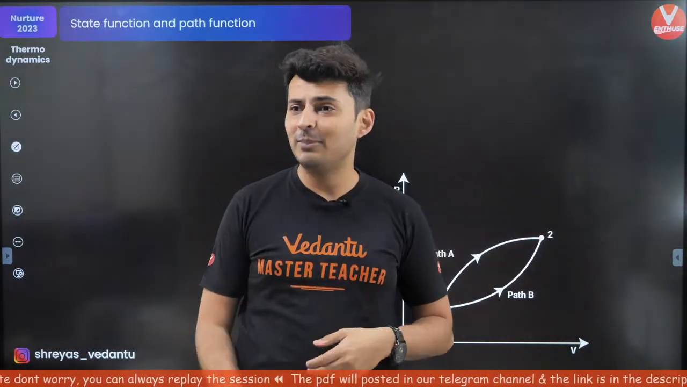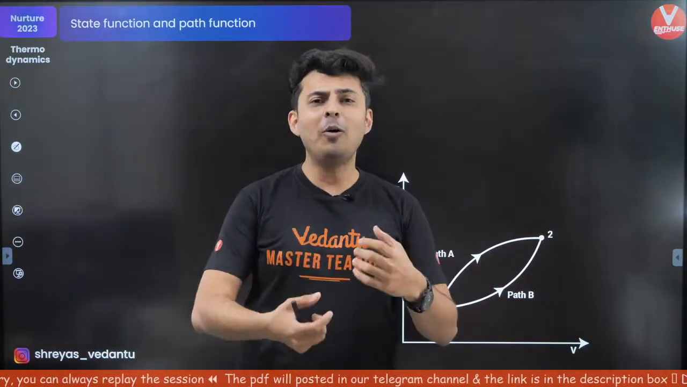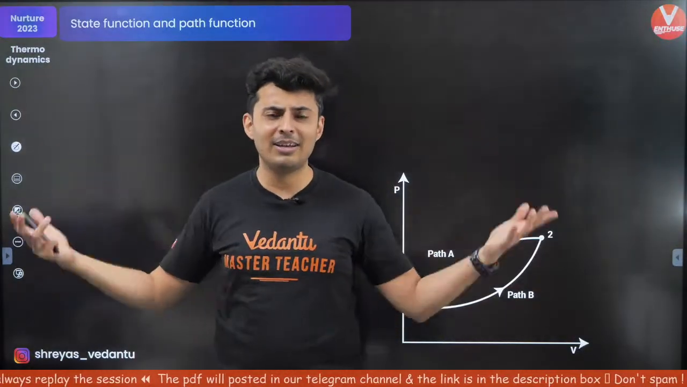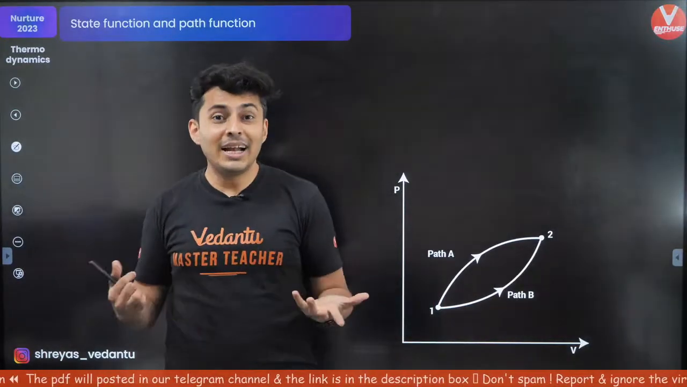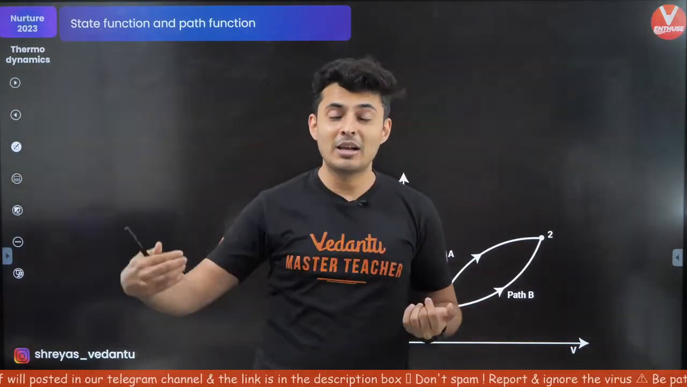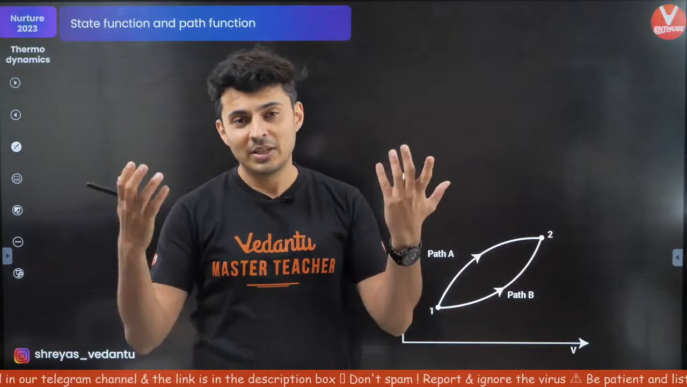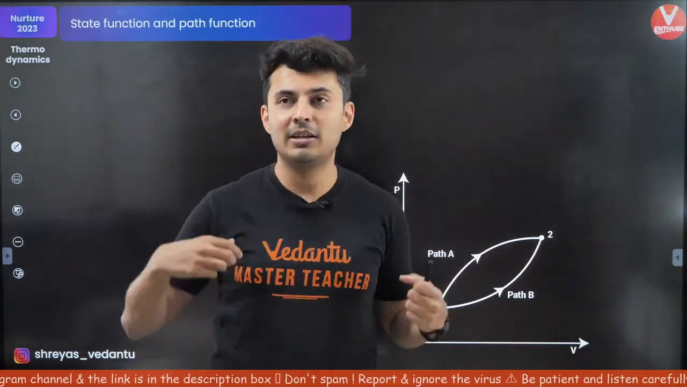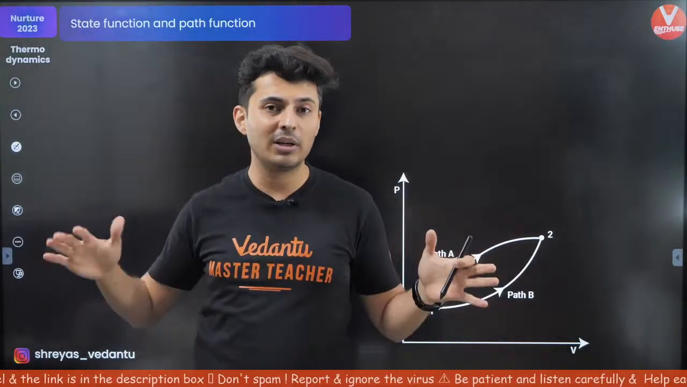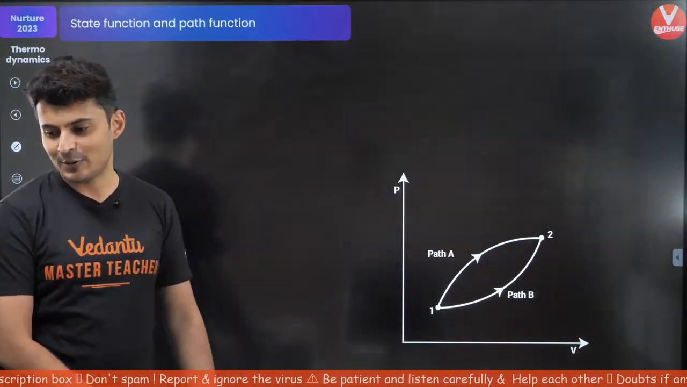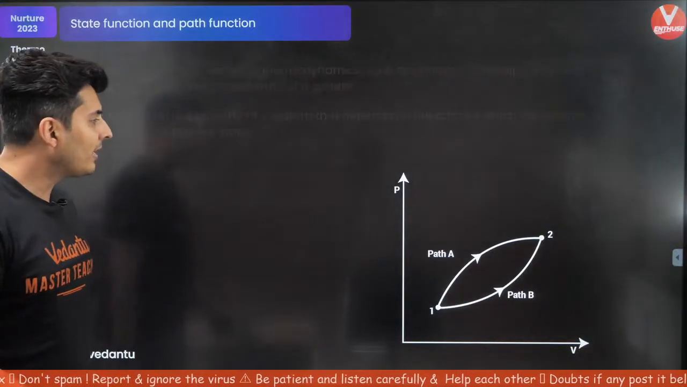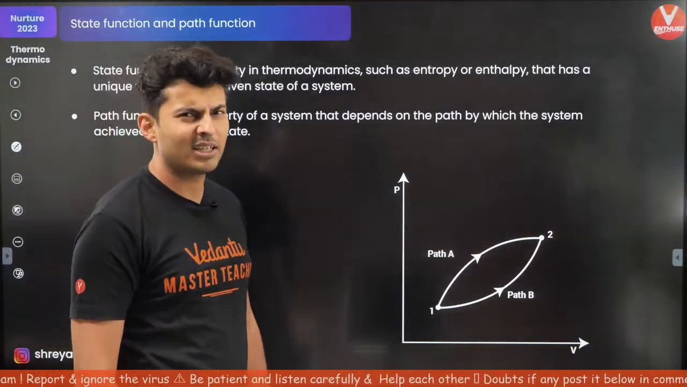Path function will be basically something like how much money you spend on travel every month just for school. That depends on the path which the bus or your auto or your journey takes. It does not depend on what is there before and after only. It depends on how you travel to school. I hope that is making sense to all of you. So what are the state functions and what are the path functions?